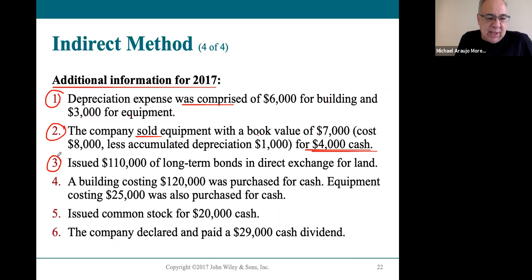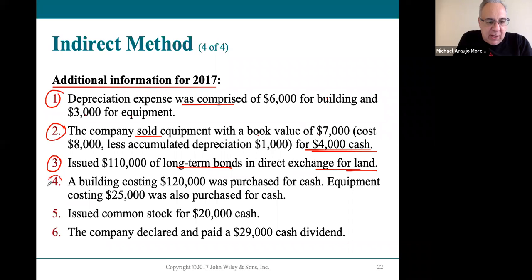The third thing is they issued $110,000 in bonds for land. So I see this is a non-cash transaction, right? They issued bonds to buy land. That's a non-cash transaction. That's good to know.